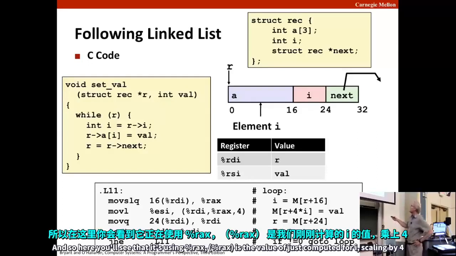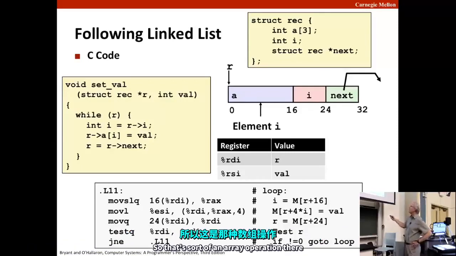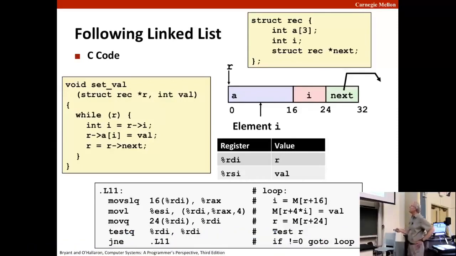And so here you'll see that it's using RAX, the value I've just computed for I, scaling it by 4, and using the starting address of R, which happens to be the starting address of A as well, and doing a store. So that's sort of an array operation there.